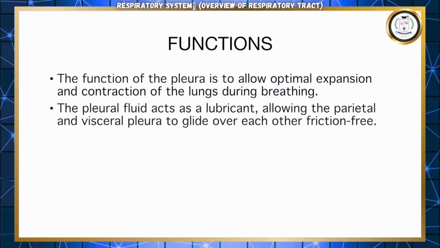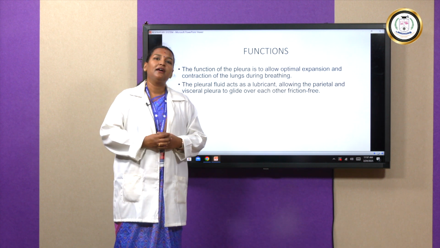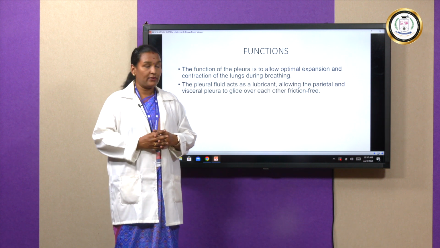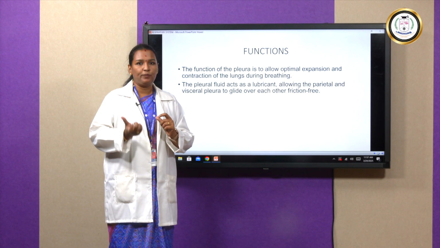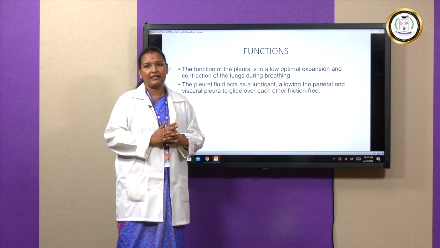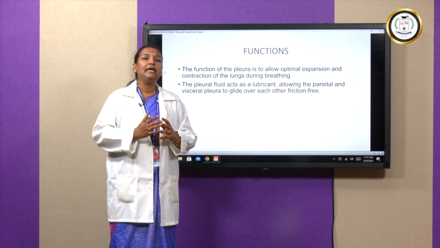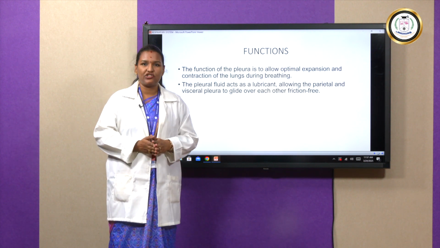Moving on to the functions of the pleural layer. As I said, the main function of the pleura is to allow optimal expansion of the lung, which is primarily concerned with the overall expansion of the lung as well. Then I said we have a fluid in between both the layers of the pleura. This fluid acts as a lubricant and it allows friction-free functioning of the lungs. In other words, it doesn't allow both the layers of the pleura to rub against each other.